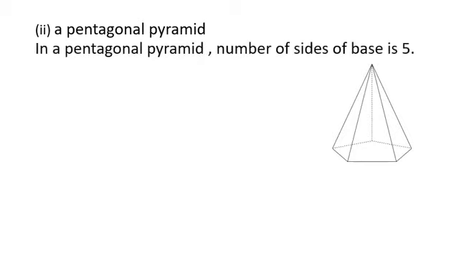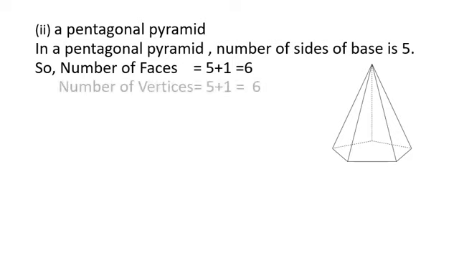Now in a pentagonal pyramid, the base is a pentagon. How many sides does the base have? 5 are the number of sides. For the number of faces in this pyramid, you are supposed to add 1 to the number of sides of the base to find the faces. Number of vertices, how will you find? Again you add 1, that will be 5 plus 1, 6.